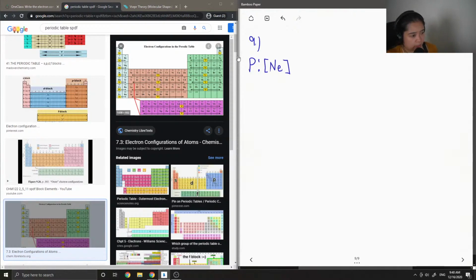And then we just continue starting from sodium, writing 3s2, because it is in row 3 and the block is s. Then we just continue writing 3p1, 2, 3, 3p3. So up to the phosphorus.